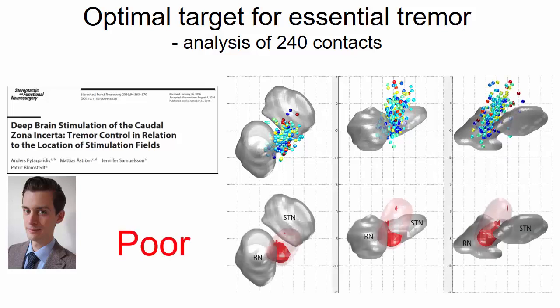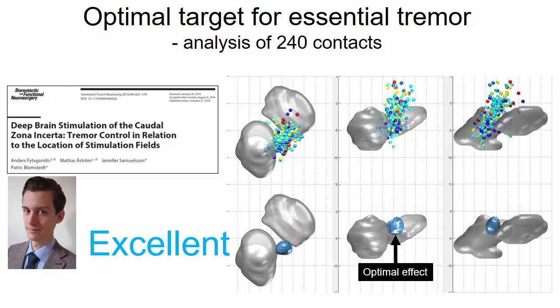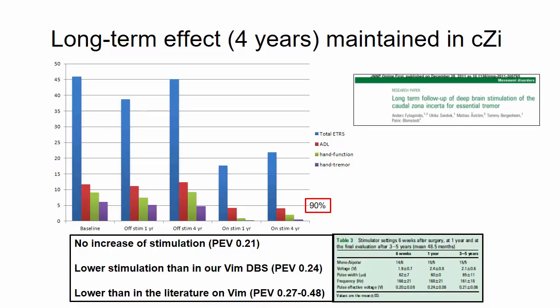We have also looked at where we achieve the best effect of stimulation in our patients, and this is in the small area seen here in blue, between the red nucleus and the STN, and this corresponds well with our intended target. Importantly, the effect is maintained over time in the PSA, and the energy consumption does not increase over time. The energy consumption is further very low compared with what has been published for the VIM.